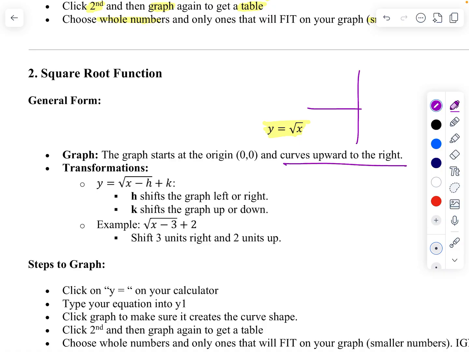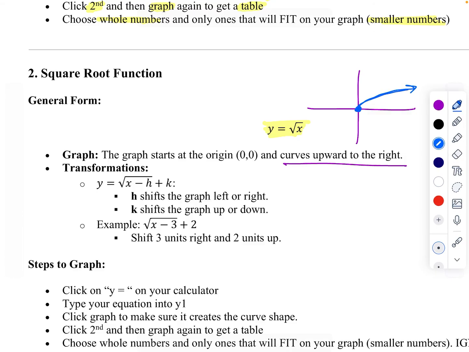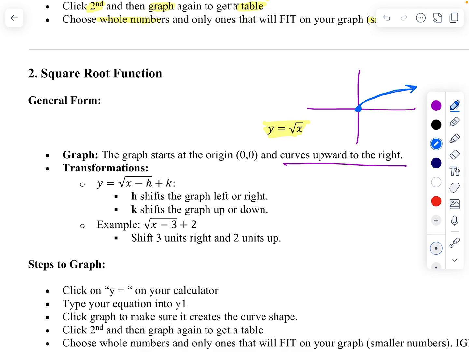So if this was my coordinate plane here, the square root function starts here, and it looks something like this, where it's only going, as you can see, forever in one direction, which is why there's only one arrow, and that's very important. If you were to do this and add an extra arrow, they would take points off from the regions.